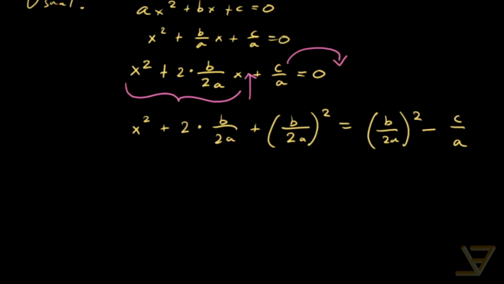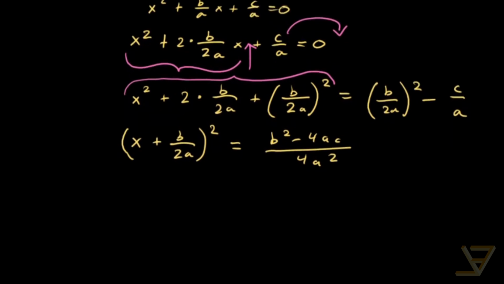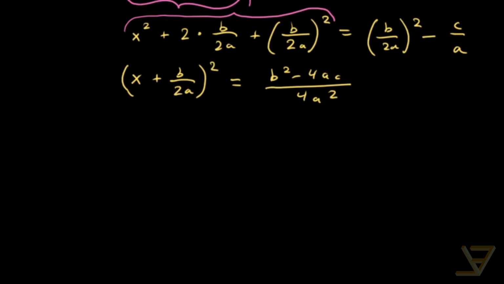Now let's factor what we have over here. So we get x plus b over 2a squared is equal to b squared minus 4ac. We're already starting to see something that looks like the discriminant over 4a squared. Now we're going to take the plus minus square root of both sides.